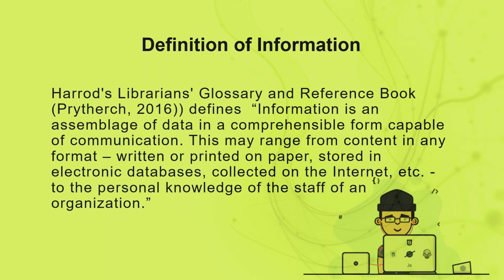Harrod's Librarian's Glossary and Reference Book defines information as an assemblage of data in a comprehensible form capable of communication. This may range from content in any format, written or printed, on paper, stored in an electronic database, collected on the internet, etc., to the personal knowledge of the staff of an organization.